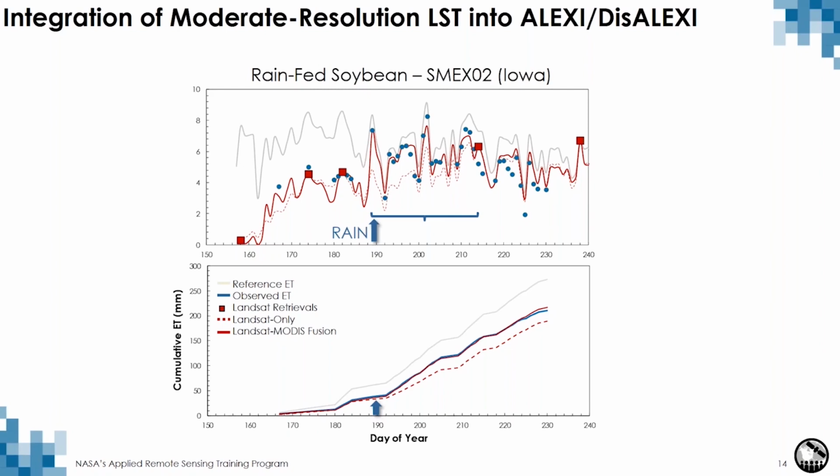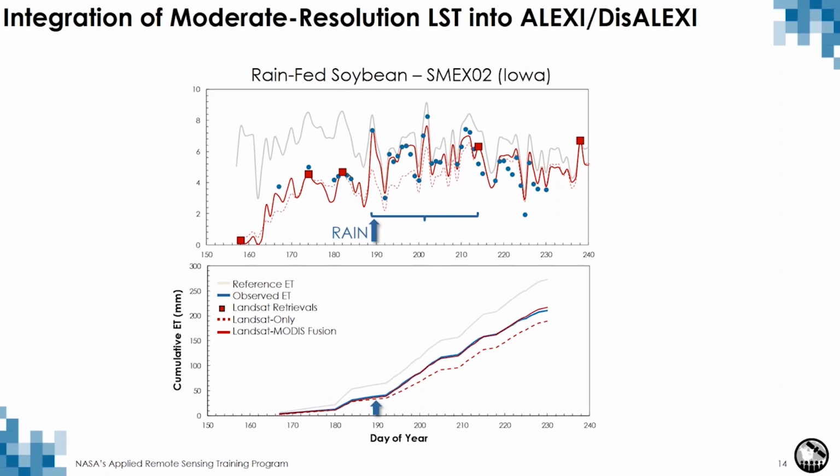And without this kind of data fusion, of fusing some of the moderate resolution information, as you saw, there were a number of rain events in between those two Landsat overpass days. That red dotted line is essentially what the ET would have been if we had just not used the MODIS information in between the Landsat overpass days. And then that dark red line was the data fusion. And the blue dots are essentially the observations. So you see the data fusion really was able to capture these rain events in between Landsat overpass days.